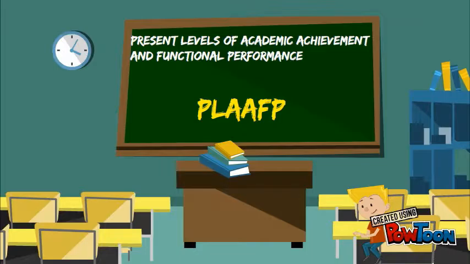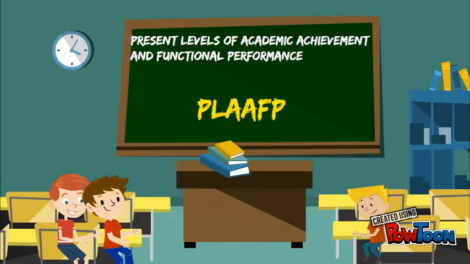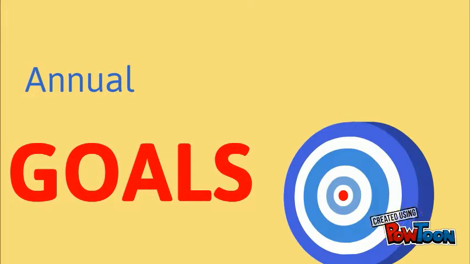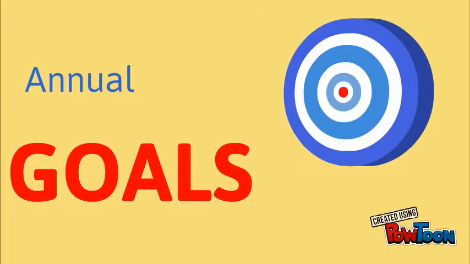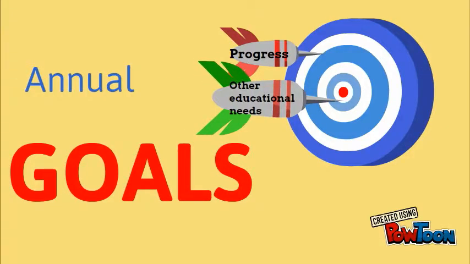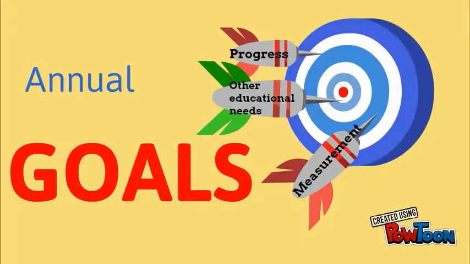The IEP must contain a statement of the child's PLAF, how the disability affects involvement and progress in the general education curriculum. The IEP must contain measurable annual goals designed to meet the child's needs resulting from the disability. The goals must address progress in the general curriculum, other educational needs that result from the disability, and describe how the child's progress toward the annual goals will be measured, as well as when progress reports will be provided to the parent.